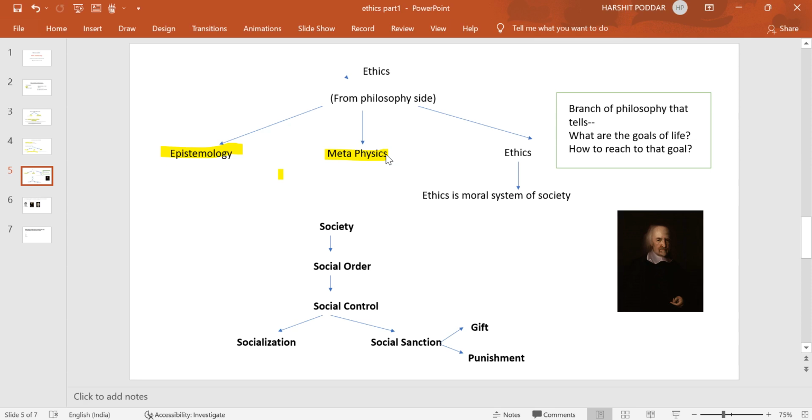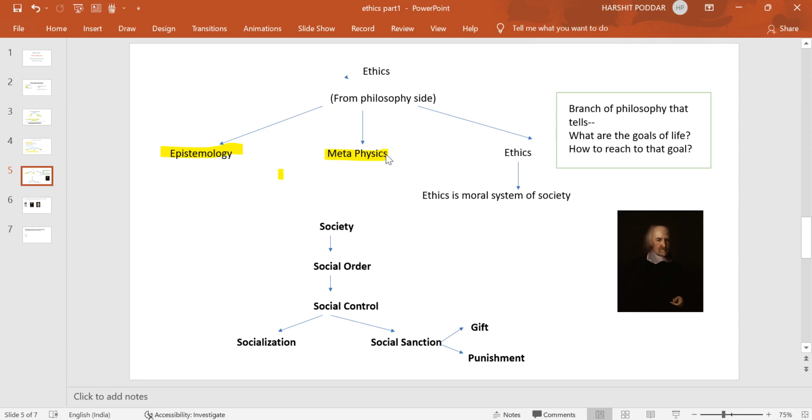The basic question is whether God exists or not, whether the soul exists or not, how this world is created. These are the questions of metaphysics. Both philosophers and scientists are eager to know and find the answer to these questions.